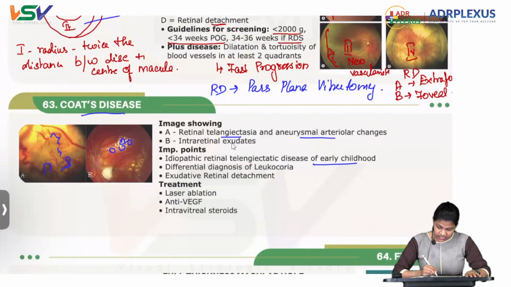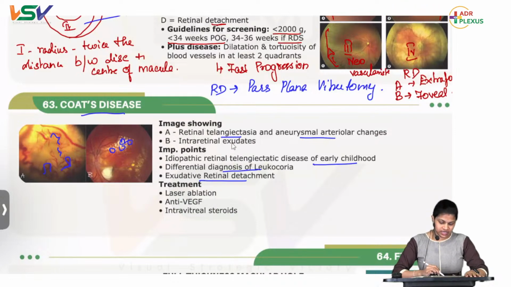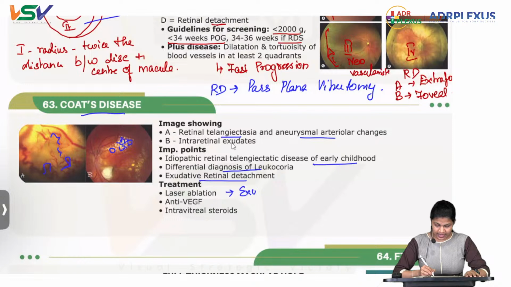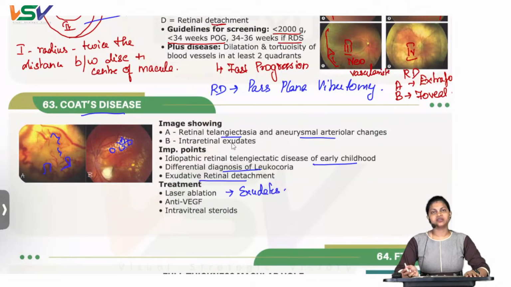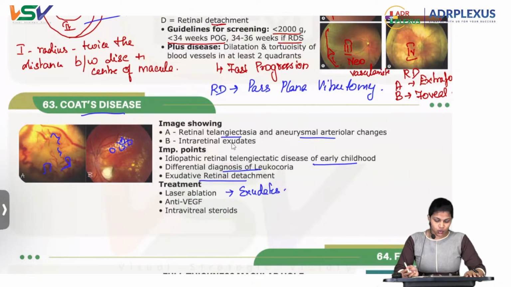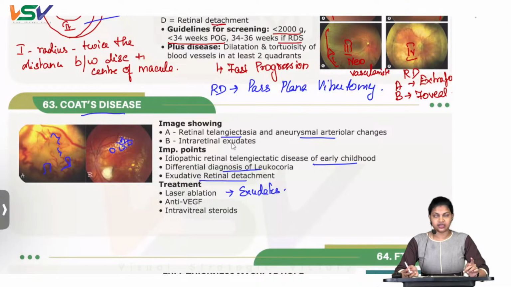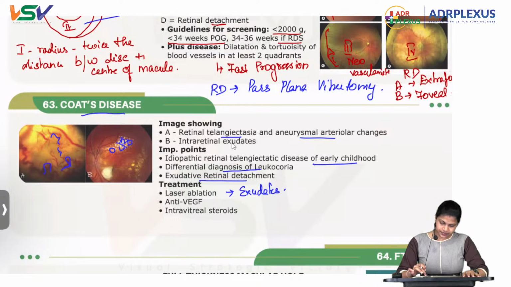It is one of the differential diagnoses for leukocoria, whitish reflex, what you see, and it can cause exudative retinal detachment. You can see here exudates forming, right? So this can cause an exudative retinal detachment. Treatment would be laser ablation of the exudates, which can help, and anti-VEGF and intravitreal steroids can be given. So Coats disease is early childhood, retinal telangiectasia, aneurysmal arterial changes, and intraretinal exudates.